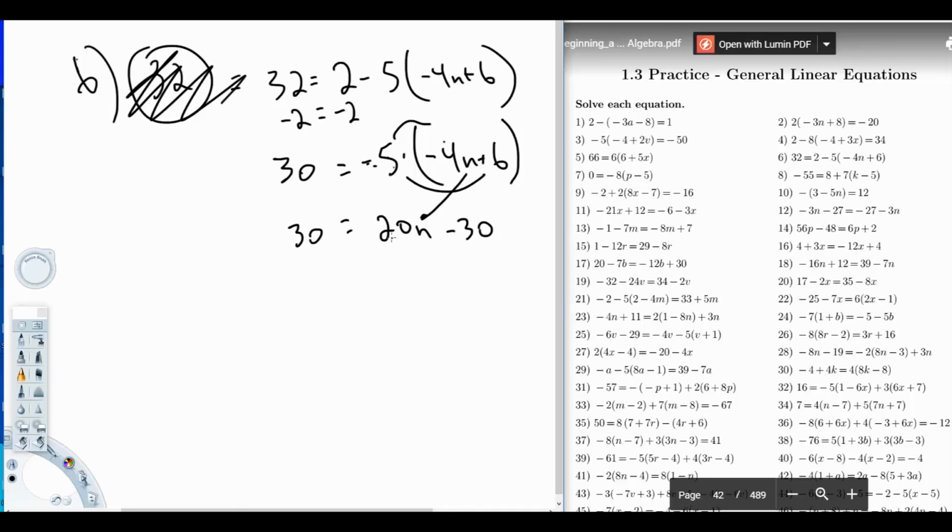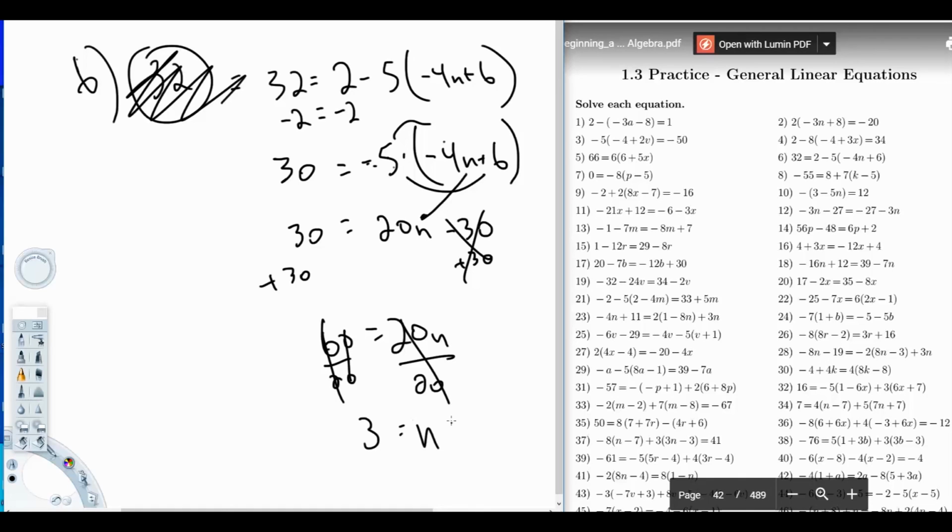So I have 20n minus 30. How do I get rid of this 30? I add 30 here. I add 30 here. And I get 60 here. And this crosses out, equals 20n. 20n divided by 20 equals n. And 60 divided by 20, if I remove these zeros, 6 divided by 2 equals 3. n equals 3.